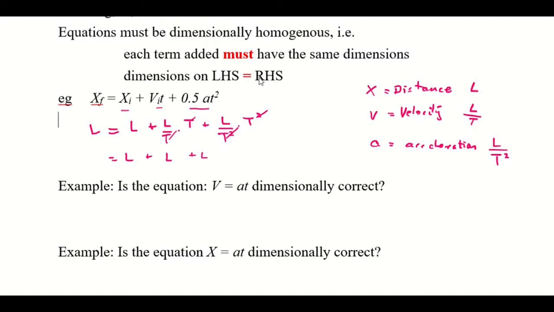So each term has the same dimensions, and the dimension on the left-hand side and the right-hand side are the same. So this equation is dimensionally homogeneous. It does not mean that the equation is necessarily correct, but if it were not dimensionally homogeneous, it would have meant the equation is not correct. In this case, it tells us that it's homogeneous, so it's likely to be correct. Now we need to do some experiments to verify whether it is or not.